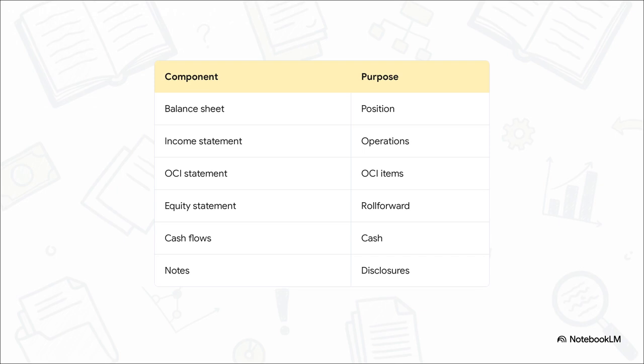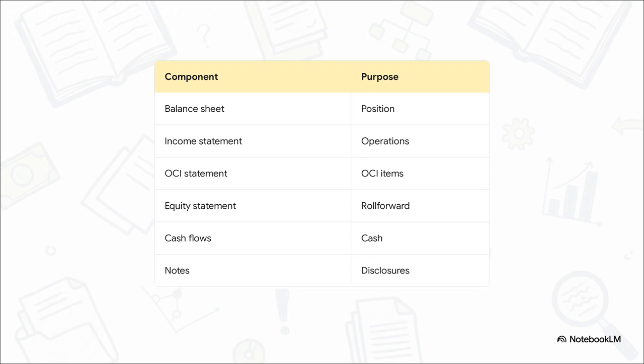Under US GAAP, a complete set of financial statements actually includes 6 components. You've got your balance sheet, your income statement, the statement of comprehensive income, the statement of changes in stockholders' equity, and the statement of cash flows. But look at number 6, the notes to the financial statements. They are completely equal in standing to those other 5.